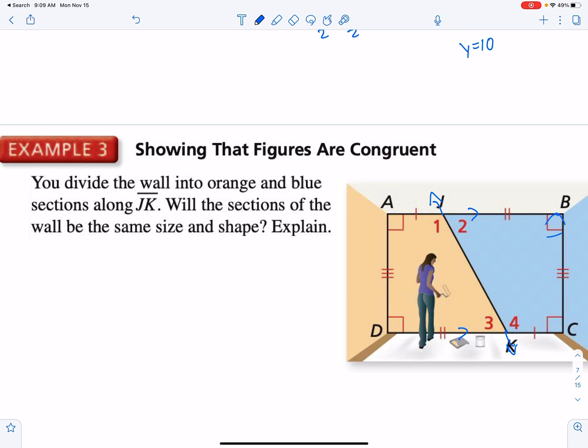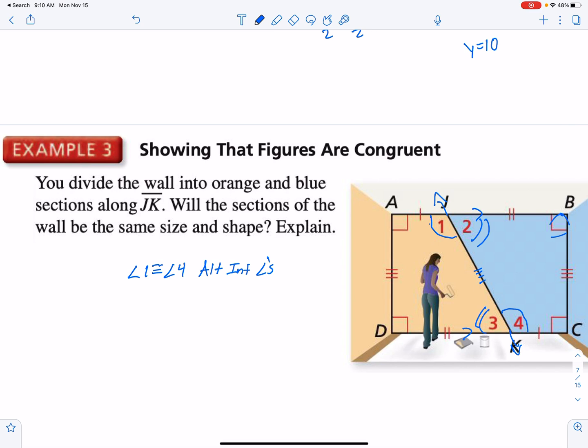So in order for me to have a congruent part or congruent shapes here, I have to know all the parts are, and I have all of the parts except for those angles on the inside. And we can probably pretty clearly tell that JK is congruent to itself. So we probably don't need to do a lot of extra work there. But what I can decide now, because I know those corners are square, is I know that angle 1 is congruent to angle 4, and that's by alternate interior angles. And I can say the same thing for angle 2 and angle 3.